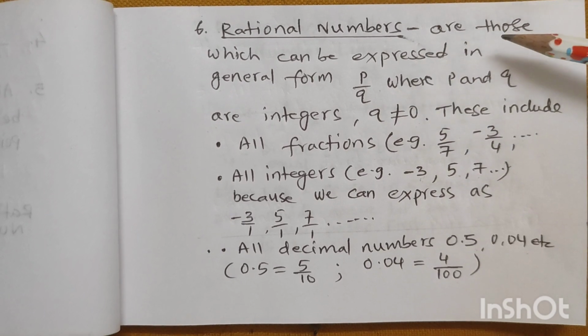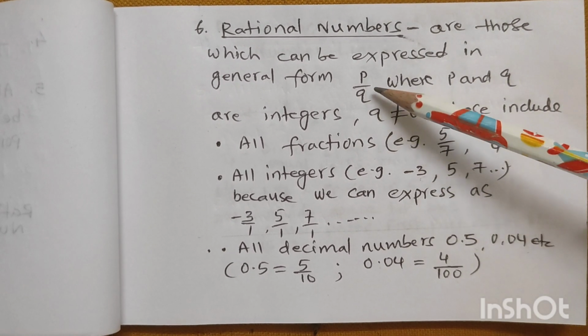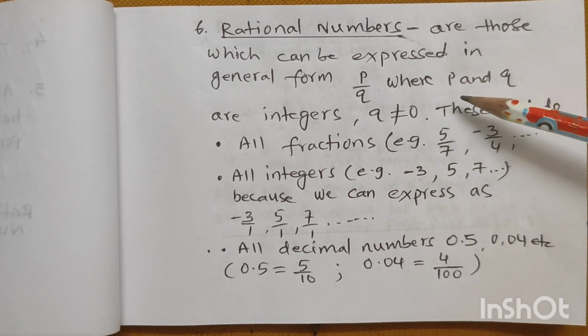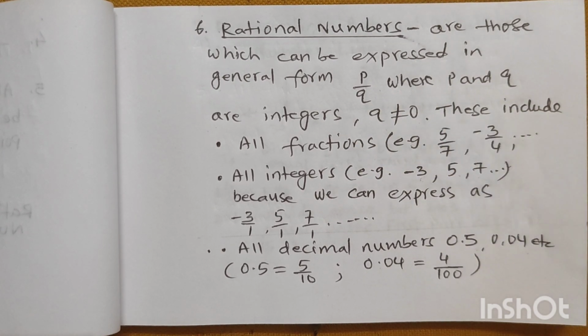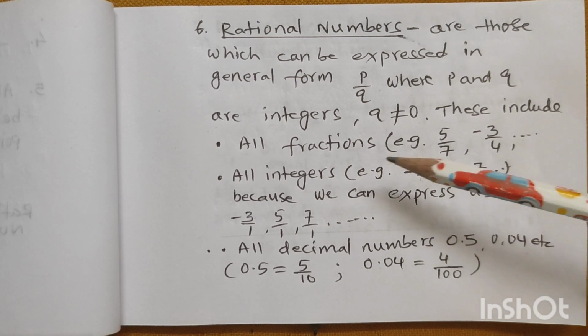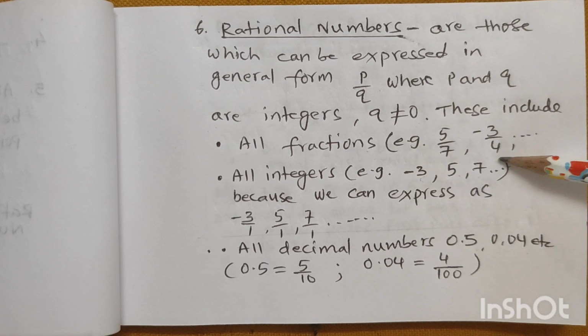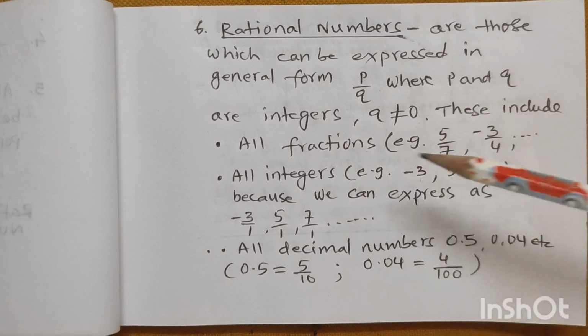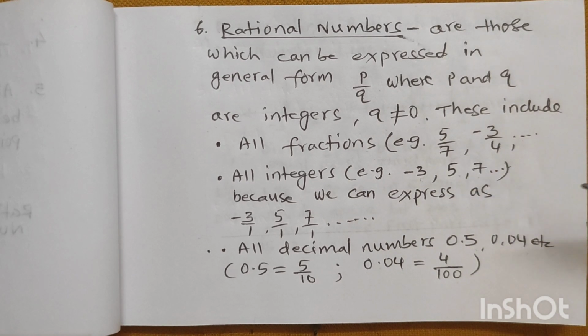Rational numbers are those numbers which can be expressed in the general form p by q, where p and q are integers and q not equal to 0. Rational numbers include all fractions like 5 by 7, minus 3 by 4 and so on. They include all integers: minus 3, 5, 7 and so on.